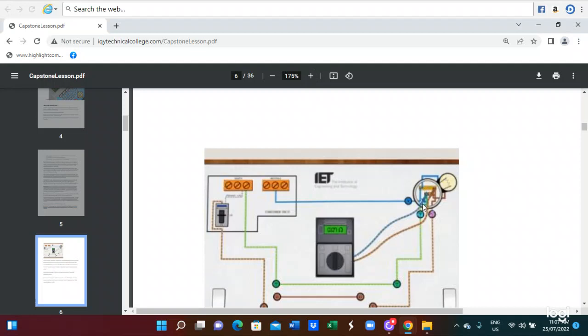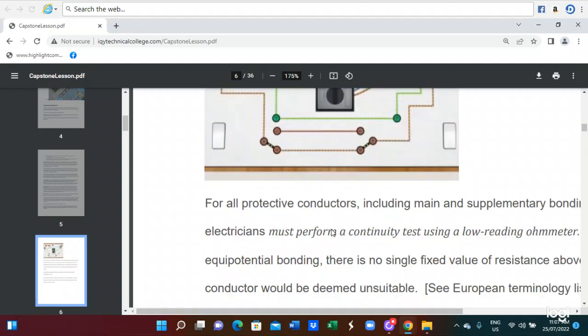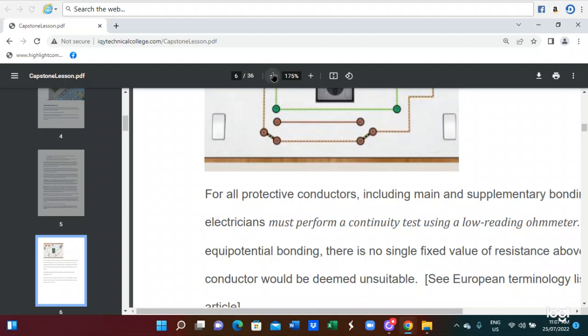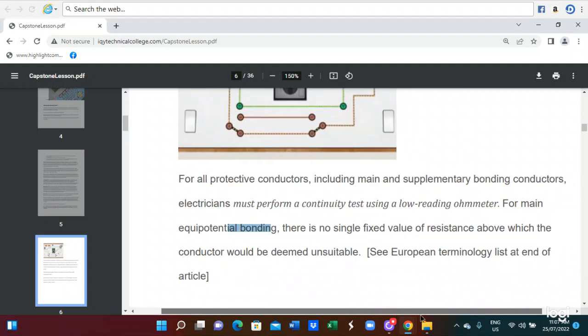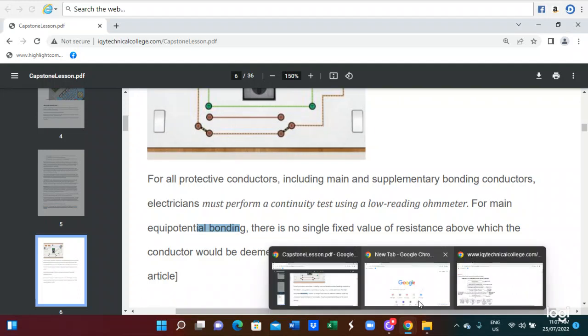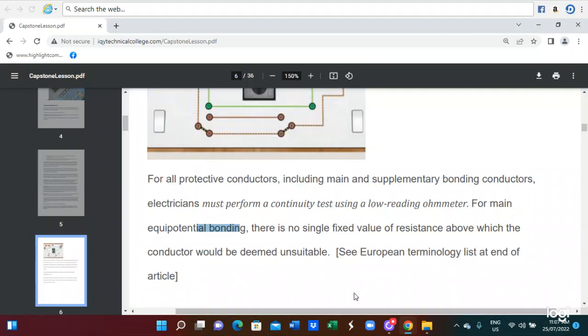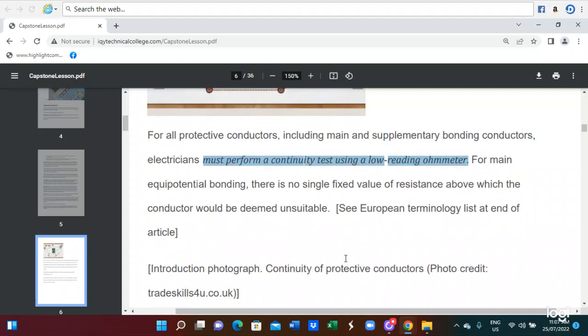One terminal is connected to the appliance, and another terminal is connected to the main earth. So this is the main earth, and then we have to measure the resistance. This is the way you have to measure the other system. The protective earthing conductors include the main and supplementary earthing conductors. You must perform the continuity check using the low reading of the ohm, and there is no single fixed value for the system.